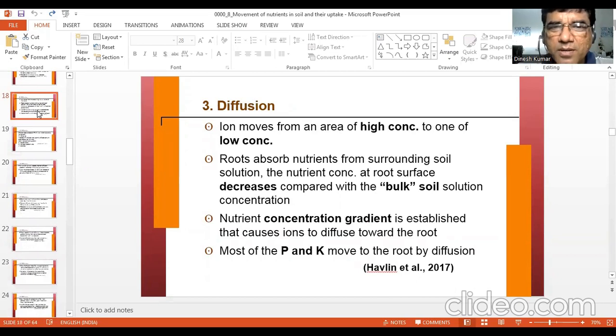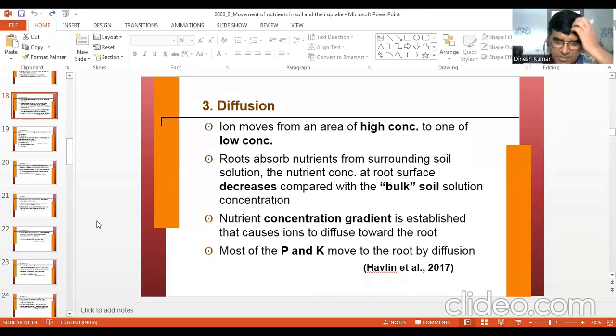Now we go to diffusion. As you know, the meaning of diffusion, ion moves from an area of high concentration to one of low concentration. Roots absorb nutrients from surrounding soil solution. The nutrient concentration at root surface decreases compared with the bulk soil solution concentration. So a nutrient concentration gradient is established and most of the P and K move to the root by diffusion. So from higher concentration, which is there in the solution, they move to the root surface.